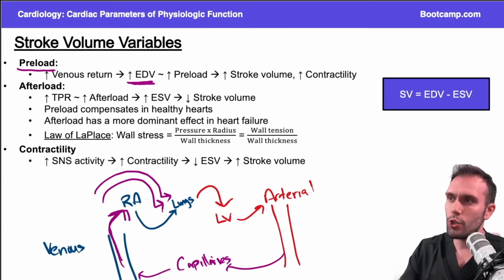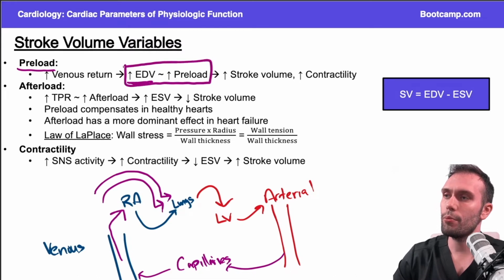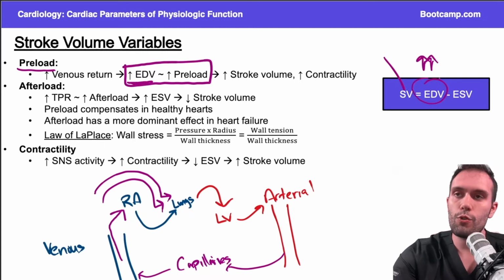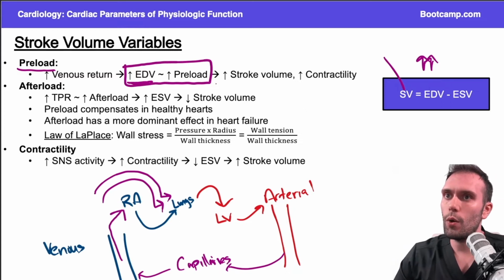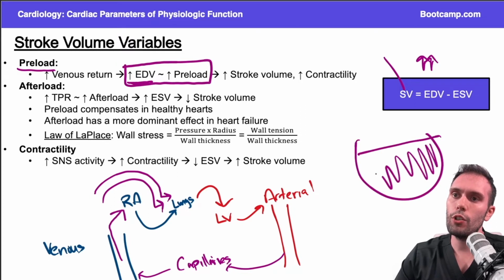Again, preload is synonymous with venous return. The more venous return you have, the more preload you have, and the more end diastolic volume you have. That's why the end diastolic volume is synonymous with the preload. When we say that the preload goes up, we're saying the end diastolic volume is going up. What's the formula for stroke volume? It's end diastolic volume minus end systolic volume. If I increase the end diastolic volume because I have more venous return, that's going to cause the stroke volume to go up, according to this equation, right? Because I'm going to have more blood in the left ventricle. If I have more blood returning to the left ventricle, then I'm going to have likely more blood being ejected.